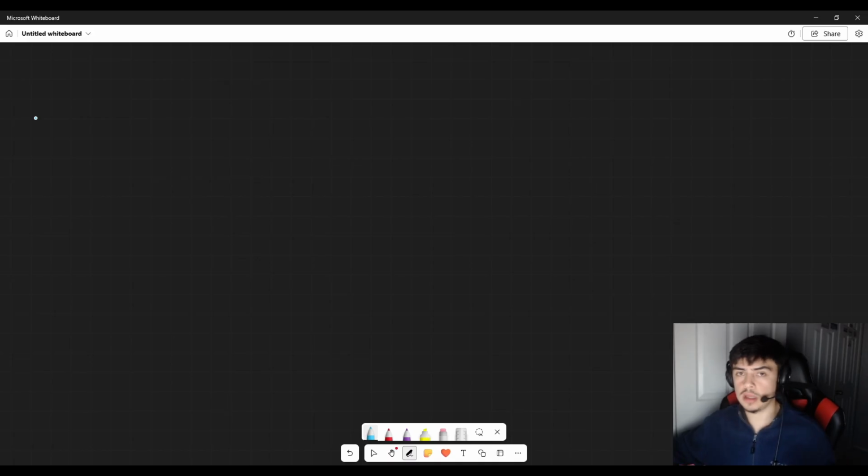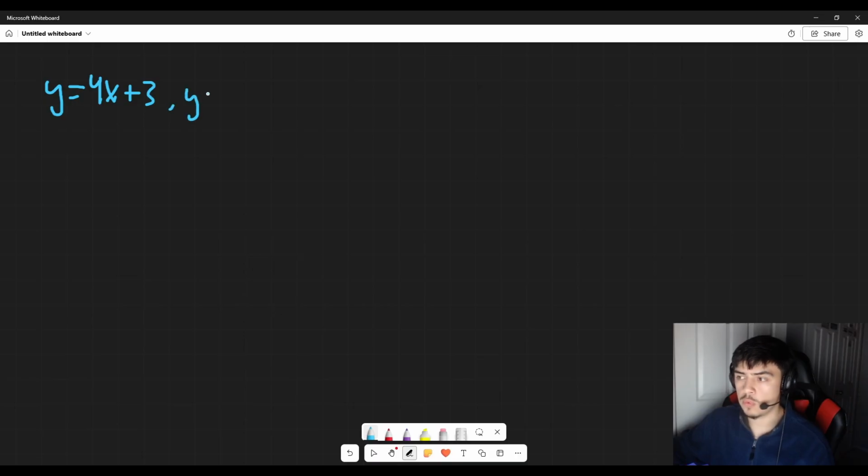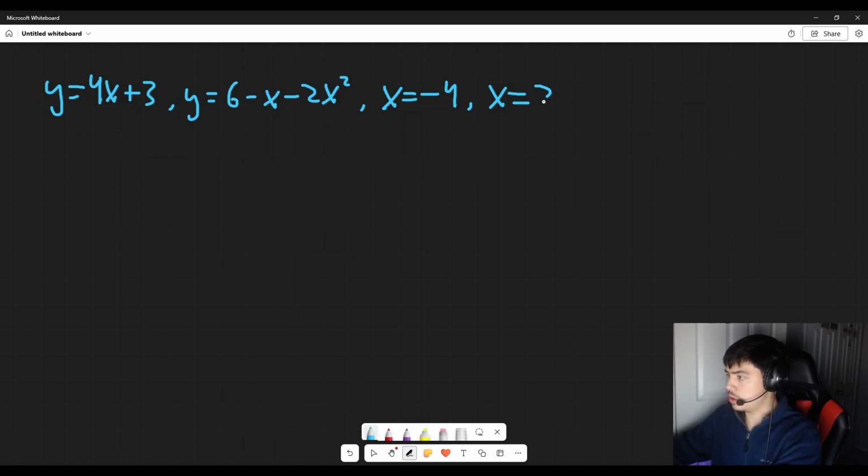In our last example, it's going to be a bit of a long one, but it's going to be a very important one because this is more of a challenging problem that you'll see in your classes where we'll need to compute 3 areas to find the total area between these curves. So our first function is going to be y equals 4x plus 3, y equals 6 minus x minus 2x squared, and x equals negative 4, and the line x equals 2.